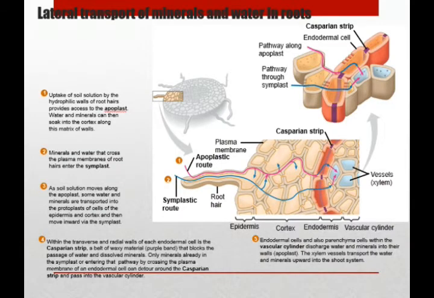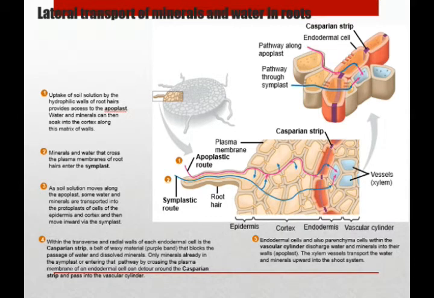Lateral transport of minerals and water in roots. In one, you can see that uptake of soil solution by the hydrophilic walls of root hairs provides access to the apoplast. Water and minerals can then soak into the cortex along the matrix of the walls. And then it goes to the plasma membrane when the water crosses the plasma membrane through the symplast.